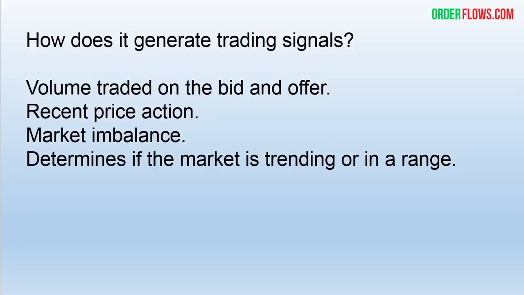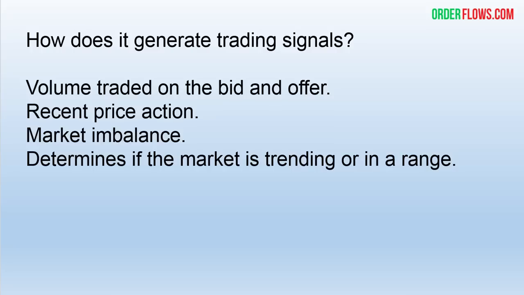So how does the price rejector generate trading signals? Well, it looks at 4 things for the most part. Volume traded on the bid and offer, recent price action, market imbalance, and it determines if the market is trending or in a range. Why is that important? Well, I'll talk about each one. Volume traded on the bid and offer. Again, I sort of talked about that earlier.